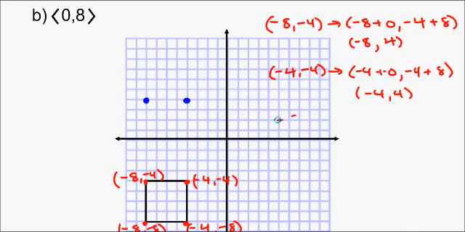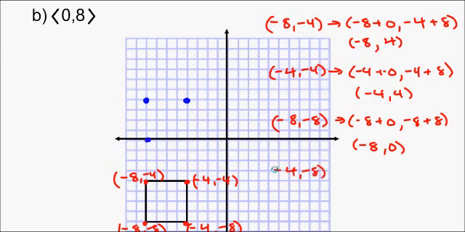Okay. -8, -8. -8 plus 0, -8 plus 8. So we get -8, 0, which is here. And -4, -8, last one. Okay. -4 plus 0, -8 plus 8, which is -4, 0, right here.